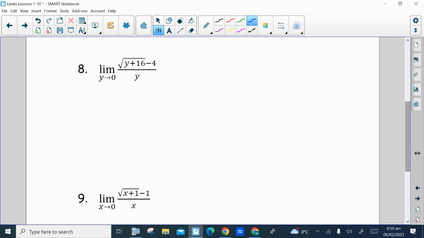We have to get a factor of just y on top so that we can cancel with the y on the bottom. So that's something that I would do, would again be multiply top and bottom by the conjugate of the top, which would be the root of y plus 16 plus 4, both top and bottom.